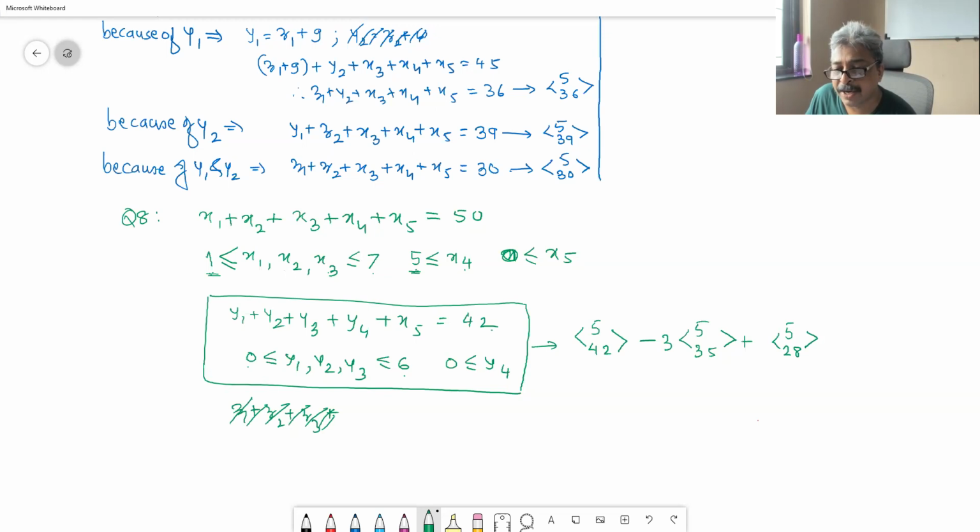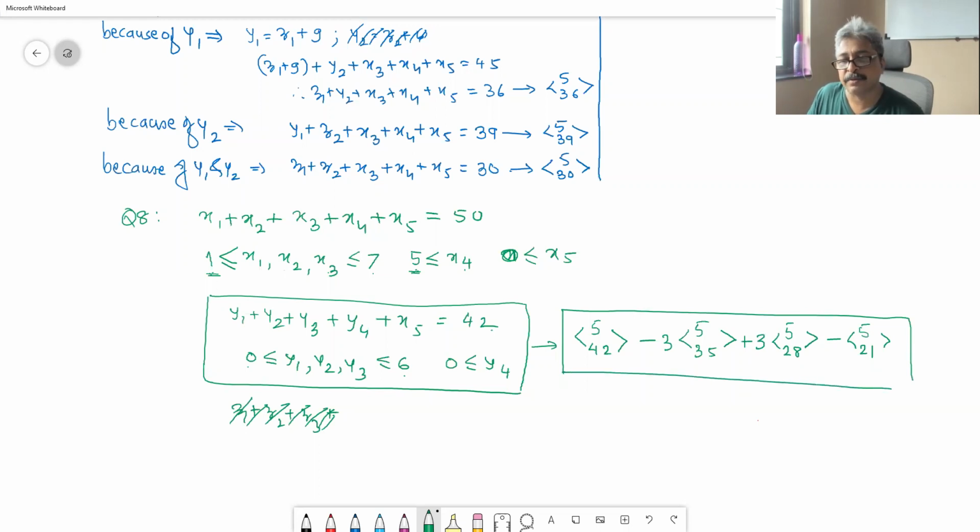So I have to add 3 times this fellow. And then I have to subtract y1, y2, y3. If simultaneously all of them are greater than 6, then what will happen? I have to subtract 7 plus 7 plus 7, that is 21, out of 42, which makes it 5 elbow 21. That is your answer.